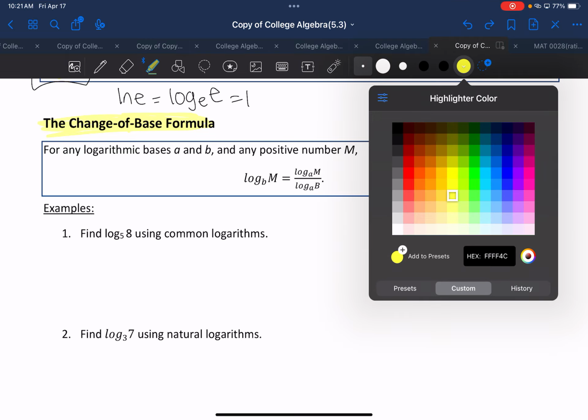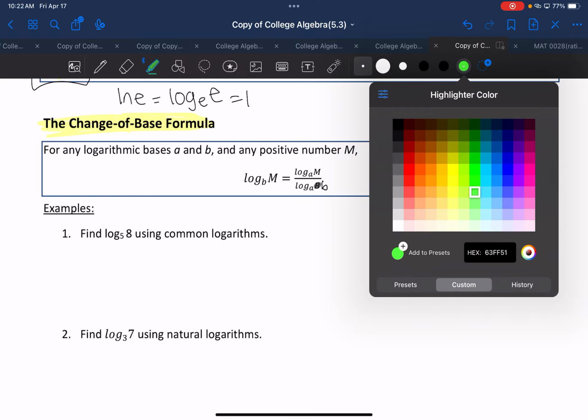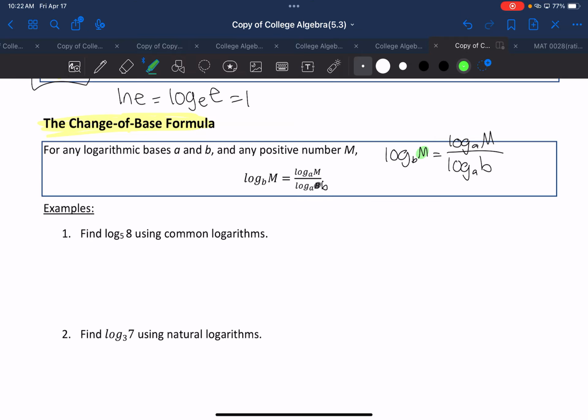And this b should be a lowercase b. So it matches exactly, just for some reason it's a capital B. It should be a lowercase b. It's the same b you see over there. I'll rewrite it. Log base b of m is equal to log base a of m over log base a of b. So this is taking what's inside the log of the original and putting it inside the log of the numerator, but I'm changing the base to whatever base I want. So now that little base from b is equal to a.